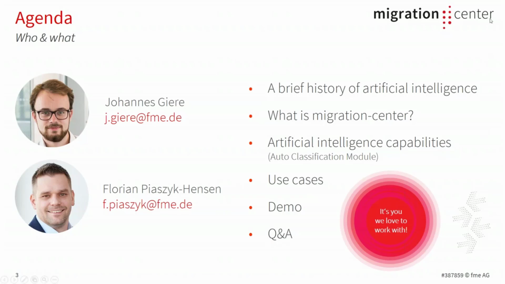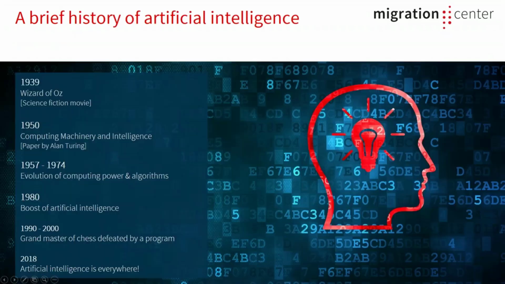Hello everyone, also from my side. Today, as Mark mentioned, I will guide you through the slide deck. Before we start with the topic, I will give you a short, brief history about artificial intelligence, just to start up this session. The whole journey starts with the science fiction movie The Wizard of Oz, in the first half of the 20th century. That was the time when, for the very first time, the concept of artificially intelligent robots was born.